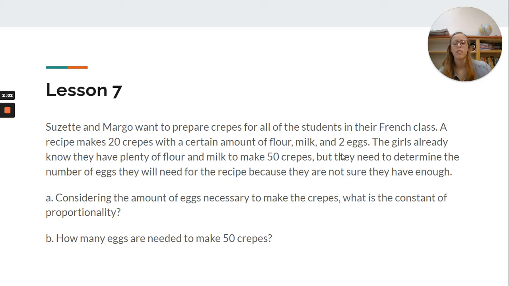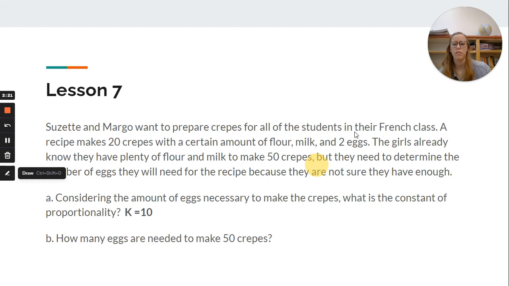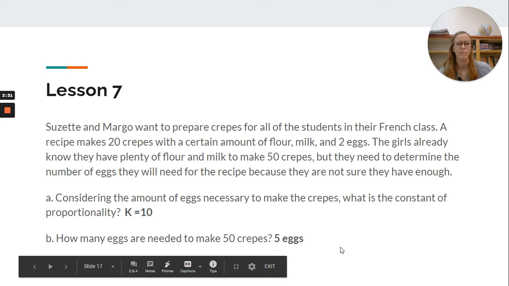Lesson 7, we were finding the constant of proportionality. So we had Suzette and Margot making crepes. 20 crepes takes a certain amount of flour, milk, and 2 eggs. They need to make 50 crepes, but they need to know how many eggs they need. So we need to first find the constant of proportionality. 10 crepes are made from 1 egg, so the constant of proportionality is 10. So if we are making 50 crepes, we need 5 eggs.